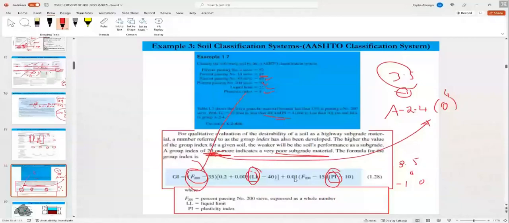One of the things affecting the group index here is F200, the soil fines passing sieve number 200. So you need to reduce F200 by adding granular soil. The other things affecting the group index are the liquid limit and plastic index. You need to reduce the liquid limit and plastic index by adding lime to that soil.